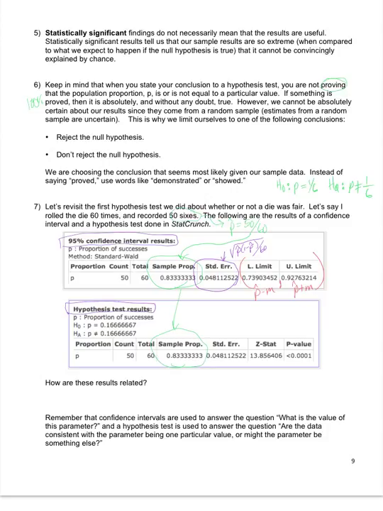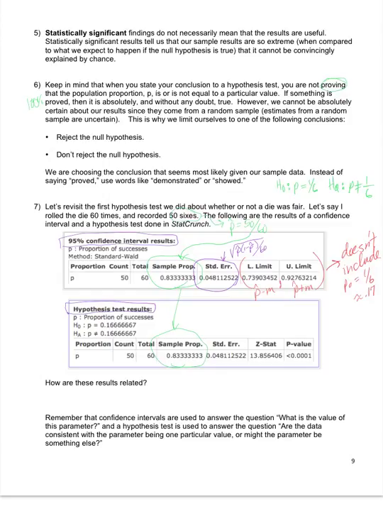Right, so notice in that confidence interval that this doesn't include our null hypothesized value of 1/6. And remember, that's about 0.17. So your confidence interval is suggesting that 1/6 is not a likely value or a plausible value for p.